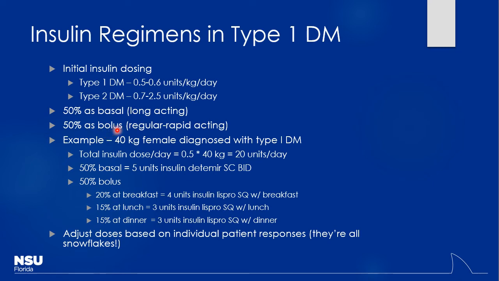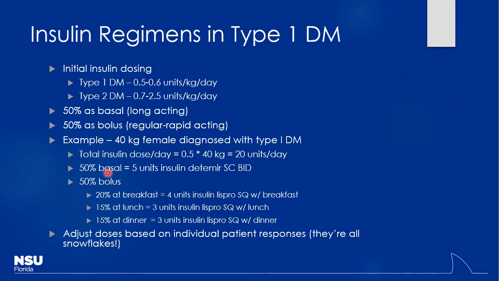As an example, if I had a 40-kilogram female diagnosed with type 1 diabetes, we start by figuring out her total insulin dose for the day. Let's do 0.5 times 40 kilograms, so she needs 20 units of insulin per day. Can I just give 20 units of insulin glargine at breakfast and call it a day? You could, but your postprandial glucose readings are going to be pretty high, so you won't get tight glycemic control. I'll talk about exceptions where one-time daily injections might be more appropriate, like a type 2 diabetic patient, but for a type 1, let's not go with that.